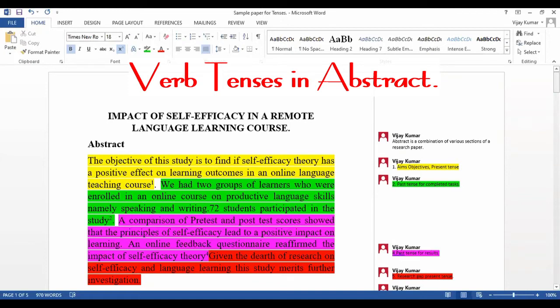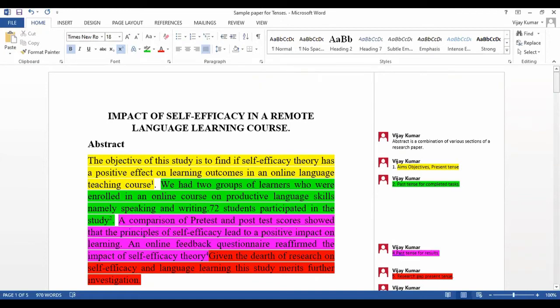Let's take a look at the paper and let's see how the tenses are applied in each section of the research paper. Well, starting from the abstract. See, abstract is a combination of various sections of a research paper. So the combination of various tenses will be used in the abstract. See, whenever you talk about the aim and objectives, you will use the present tense. See, I have highlighted that in yellow.